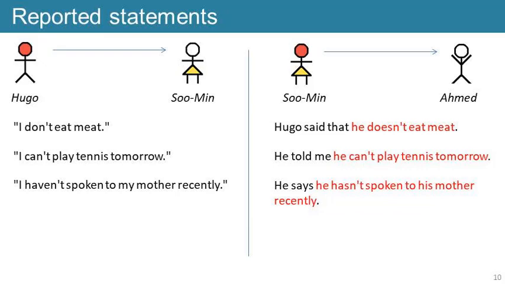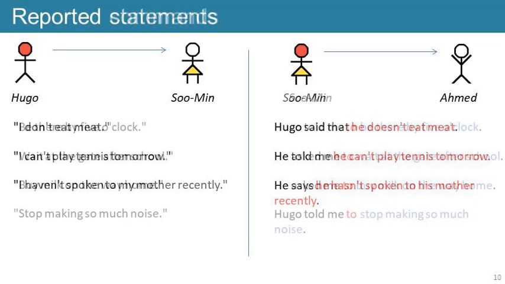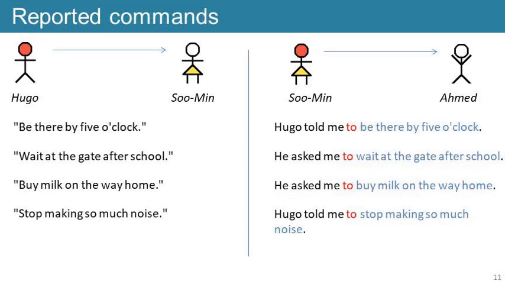Hugo says he doesn't eat meat. He told me he can't play tennis tomorrow. He says he hasn't spoken to his mother recently. Reporting commands is also relatively easy. The examples here show that the reported clause adds the word to and is followed by the exact word spoken. Note that the reporting verb told is used when the original is more of a command, and the reporting verb asked is used when the original is more of a request.